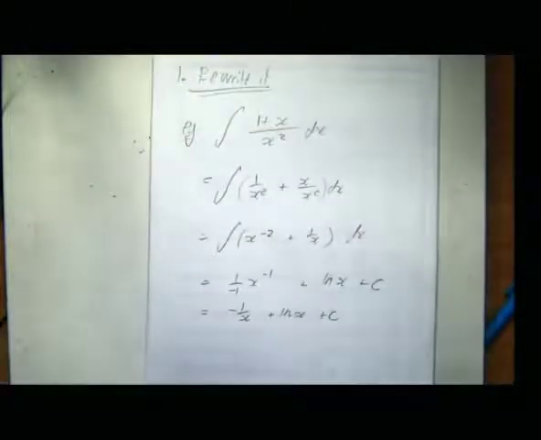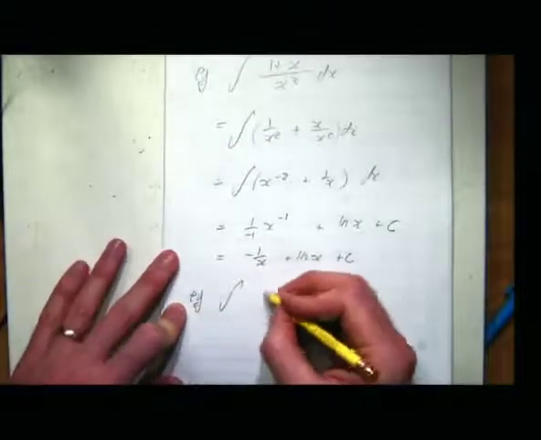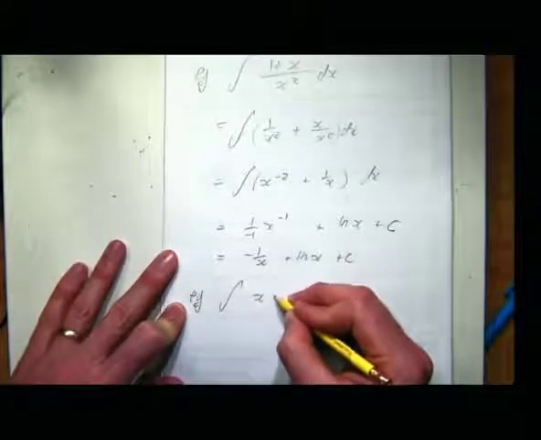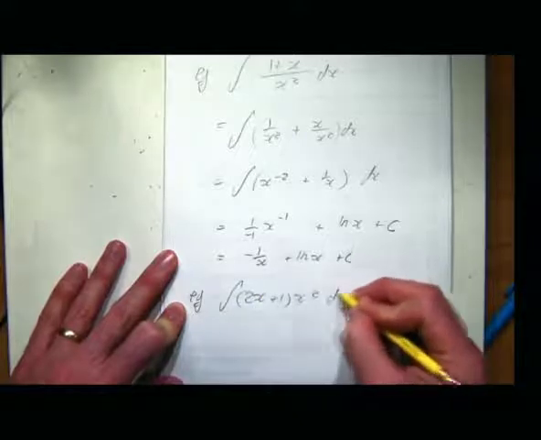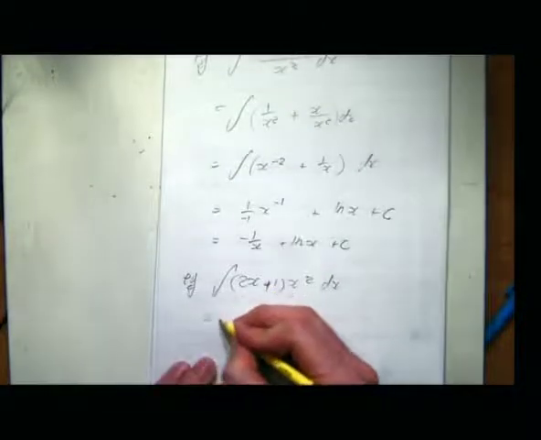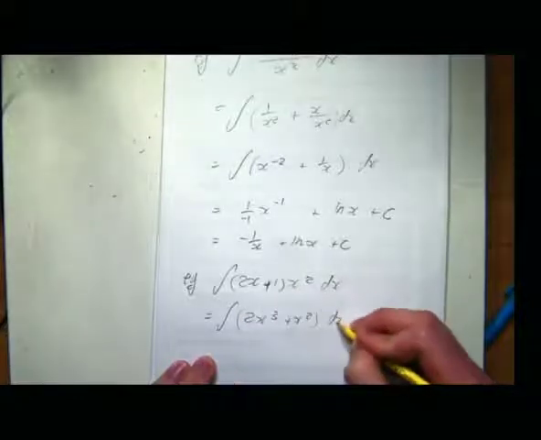Just as another classic would be something like this. You'd look at that and you'd go, oh, it's two things multiplied together. I'm supposed to use integration by parts or something like that. And say, no, don't do that. Just expand it out. And now I can do each bit separately.